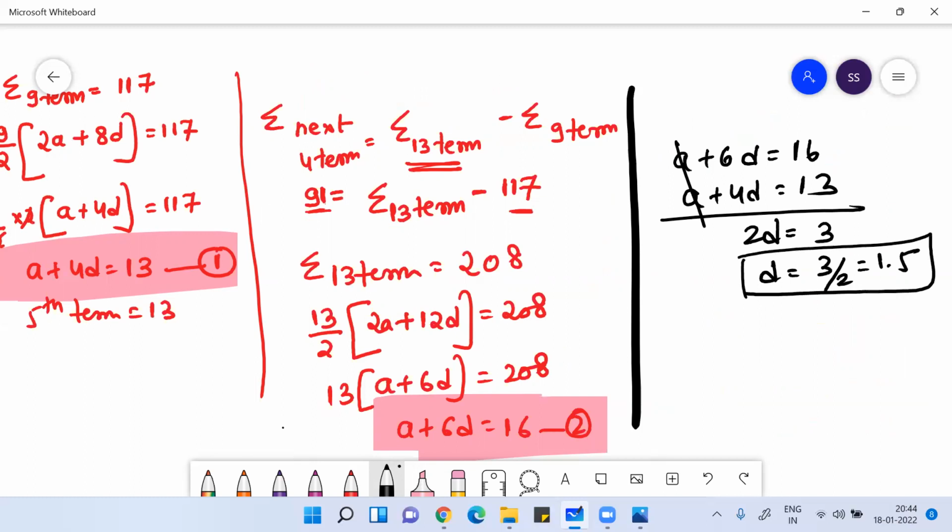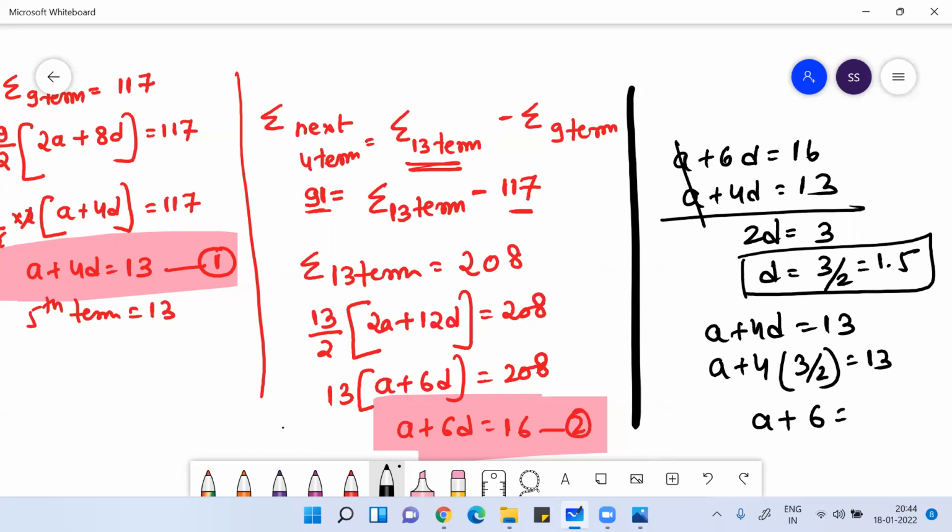You get the d value. Now you can find the a value. You know that a plus 4d is 13. So a plus 4 into 3 by 2 is equal to 13. So it means a plus 6 is equal to 13. So your a is 7, and d is 1.5.